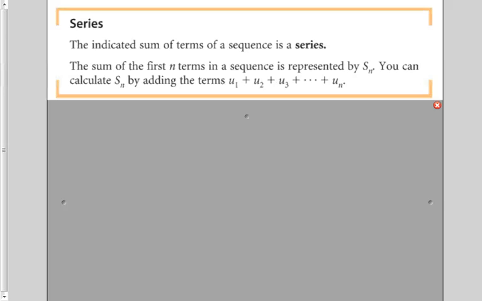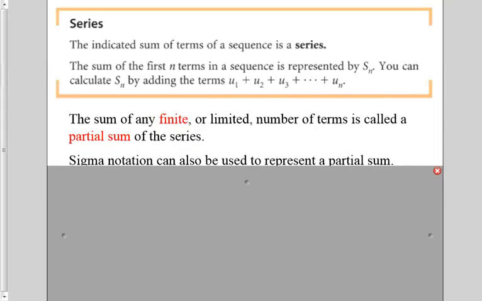A series is the indicated sum of terms of a sequence. The sum of the first n terms in a sequence is represented by Sn. You can calculate Sn by adding the terms u1 plus u2 plus u3 all the way up to un. The sum of any finite or limited number of terms is called a partial sum of the series.